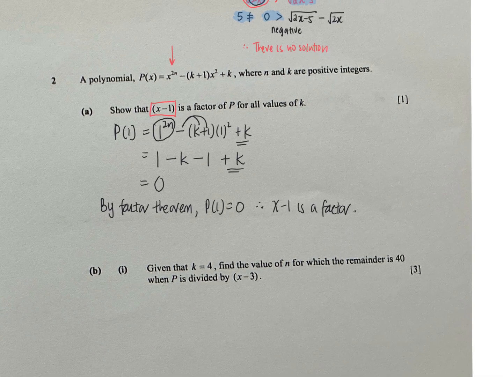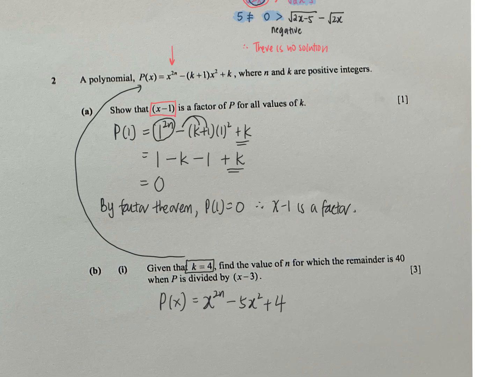Second, they say put in k as 4. So follow the instructions carefully. Put in k as 4 into the expression. So I'm just following the steps. Whatever they tell you, you follow first. Okay, so I just put in what they say.